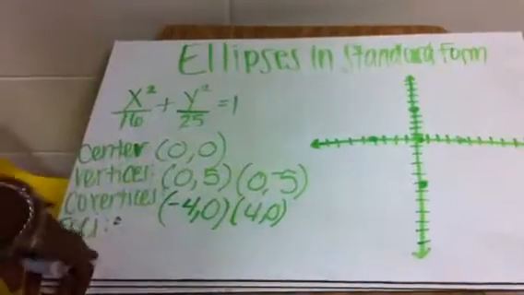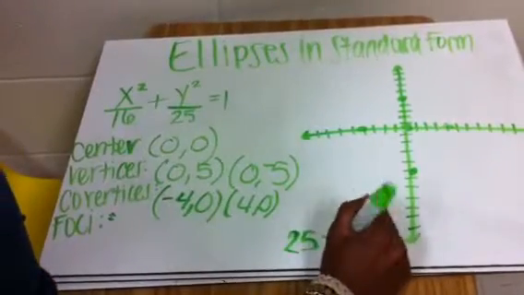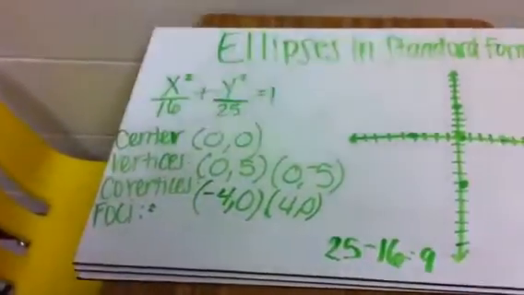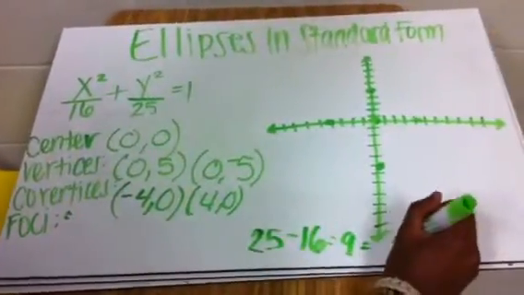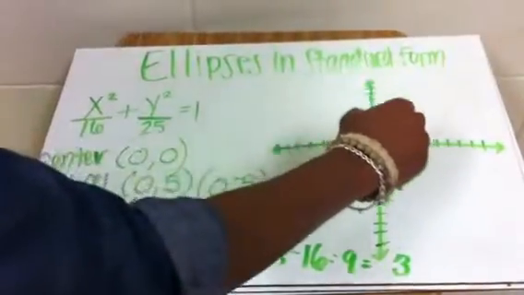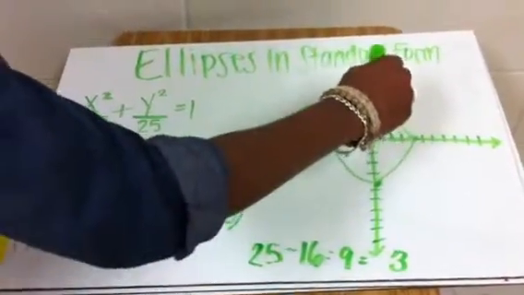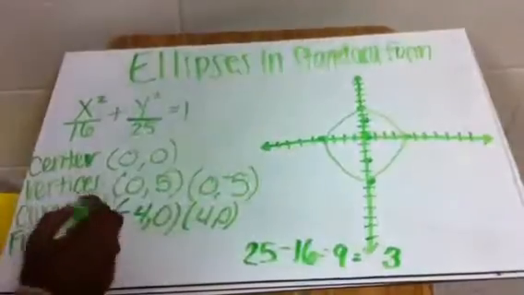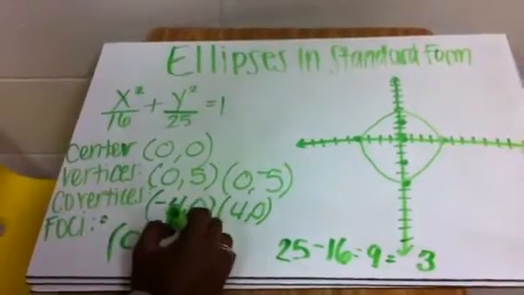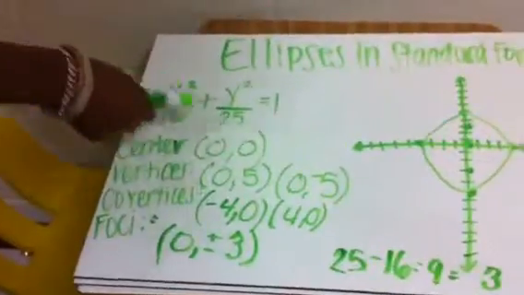After you find that, you need to find the foci. To find the foci, you do 25 minus 16, which is 9. The square root of 9 is 3. So your foci would be up 3 and down 3. And when you plot that, you get 0, positive, negative 3. And that would be your answer.